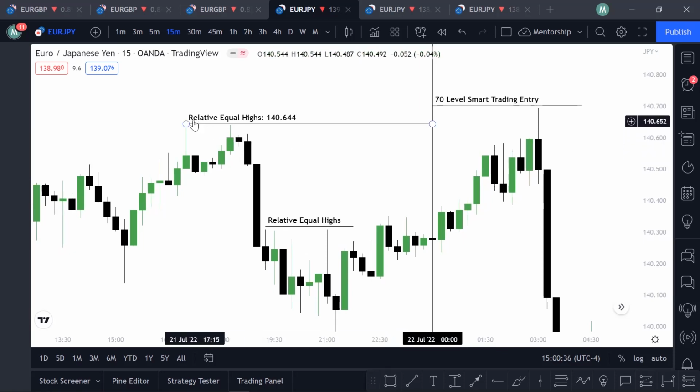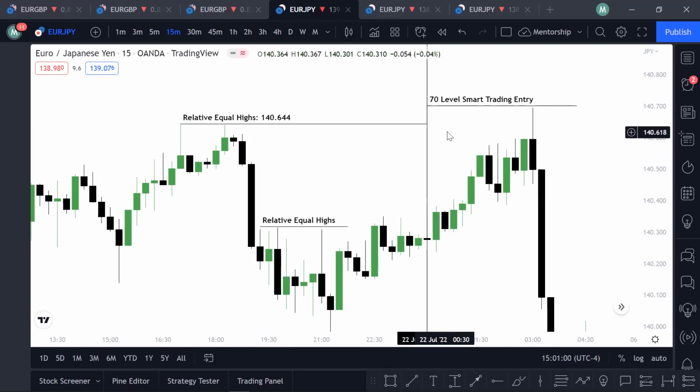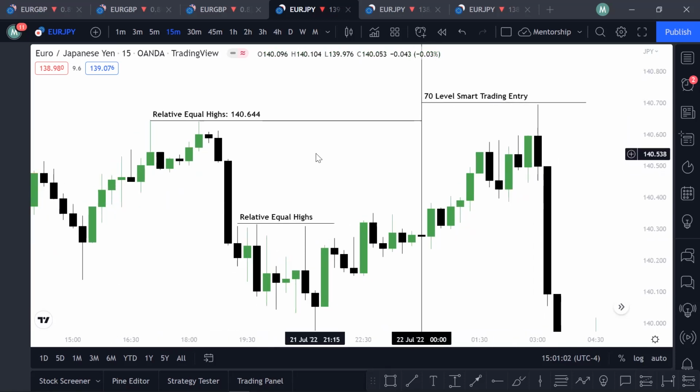But since on this setup, the smart trading entry is above the relative equal highs, we are going to use the smart trading entry to execute our trades. We are going to sell there because once price comes back to the smart trading entry above these relative equal highs, we are entering the market. Folks, believe me, I know what I'm talking about.